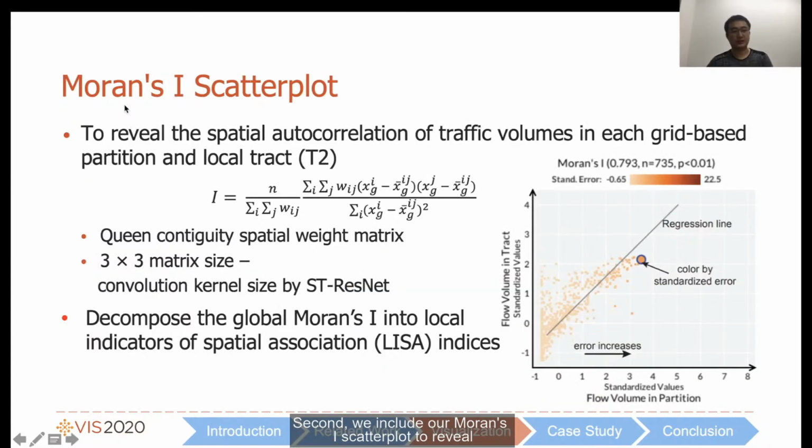Second, we include a Moran's I scatter plot to reveal the spatial autocorrelation of traffic volumes in each grid-based partition and the local tract, task 2. So here we use queen contiguity spatial weight matrices with 3 times 3 matrix size, that is the convolution kernel size used by spatial ST ResNet. We also decompose the global Moran's I into local indicators of spatial association indices.